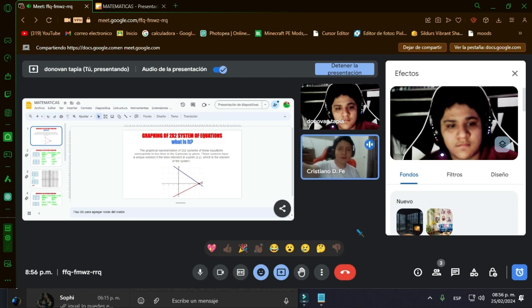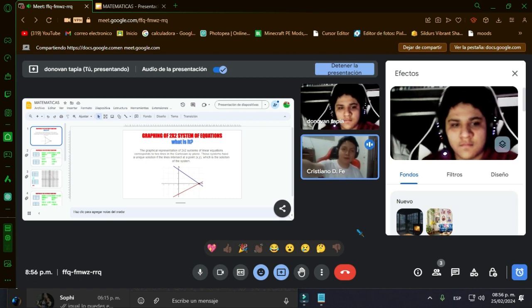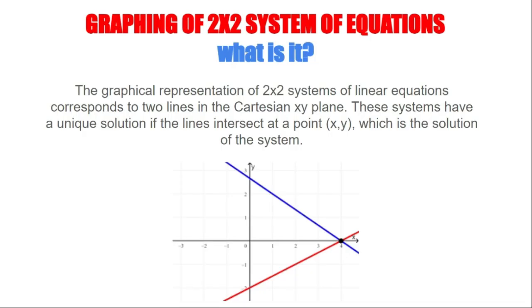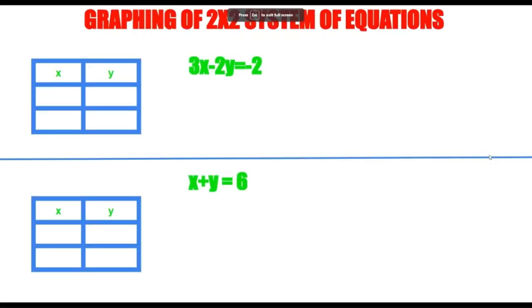And today we will talk about graphing a 2 by 2 system of equations. What is it? The graphical representation of a 2 by 2 system of linear equations corresponds to two lines in the Cartesian xy plane. The system has a unique solution if the lines intersect at a point (x, y), which is the solution of this system.